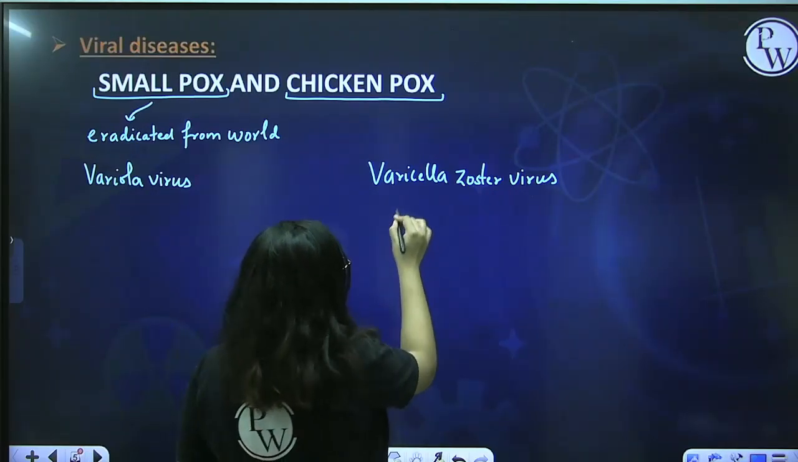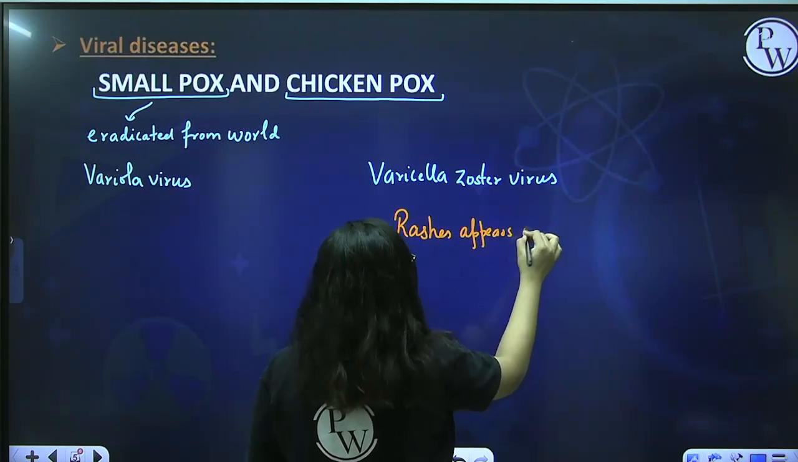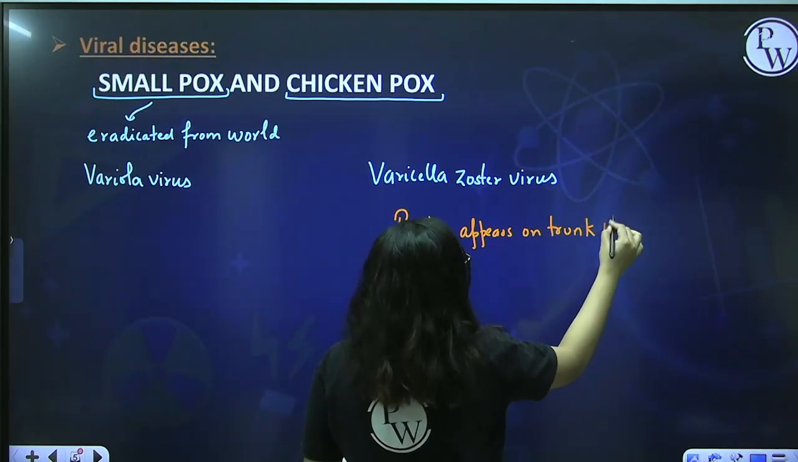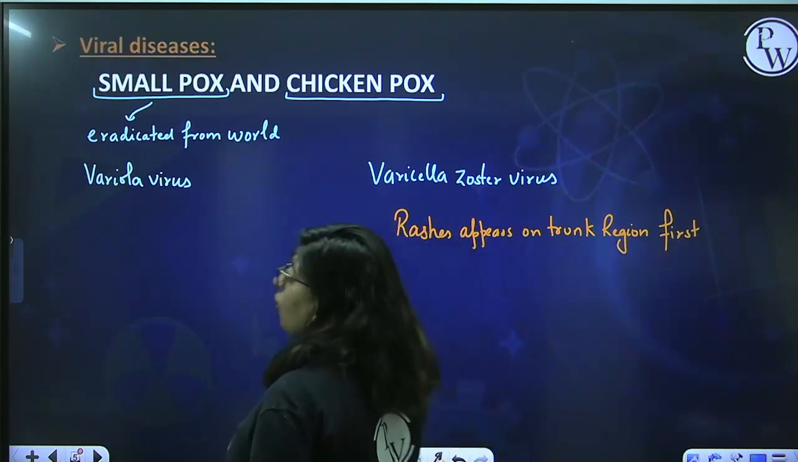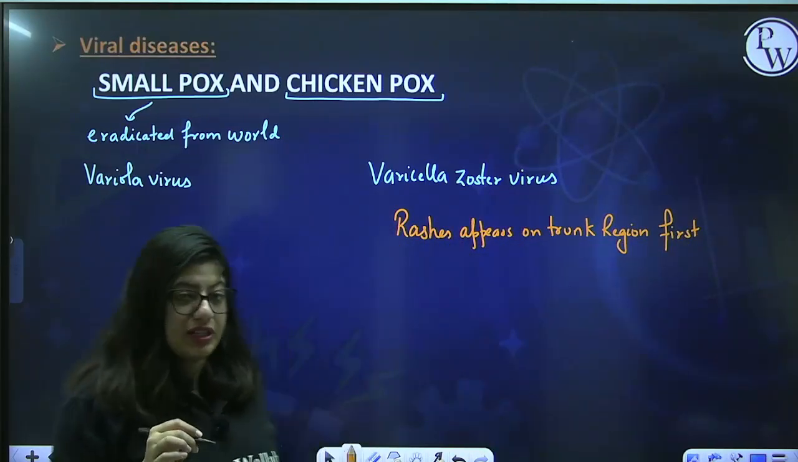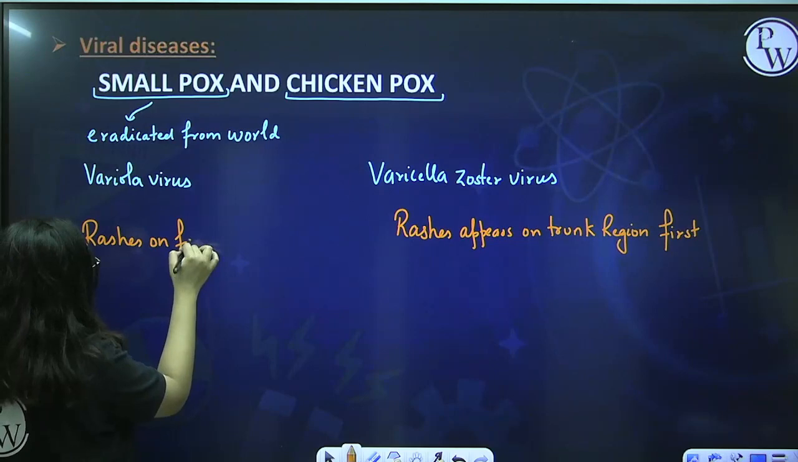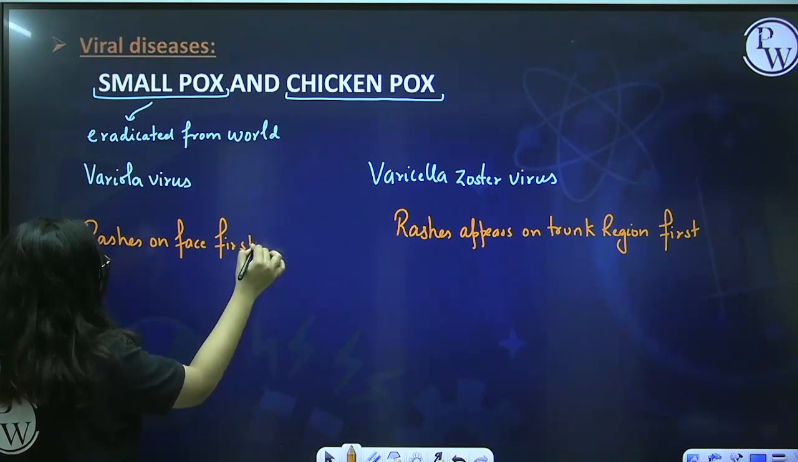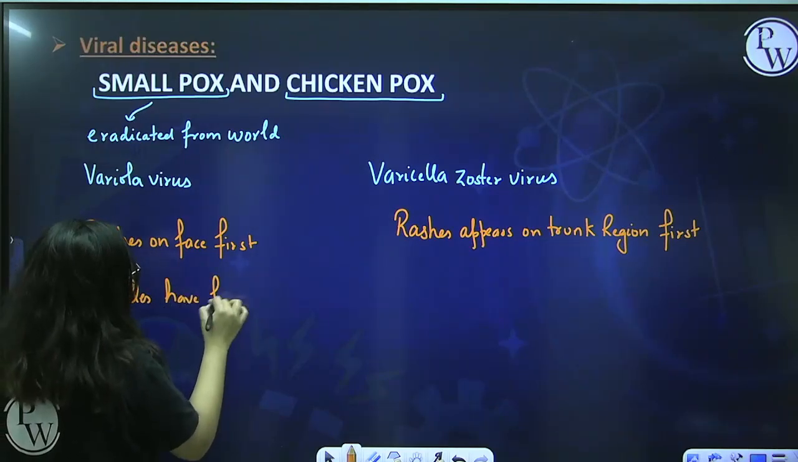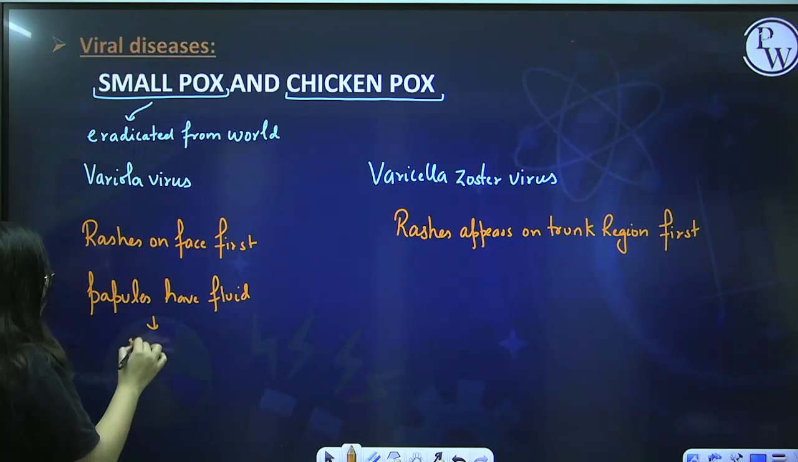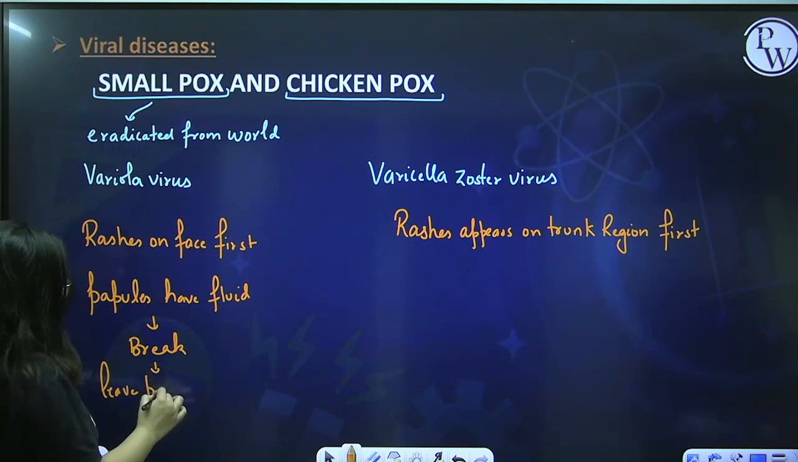So rashes appear on the trunk region first. Whereas in case of smallpox, the rashes first appear on the face, right, or other body parts. So, rashes on the face first. Another thing here: whatever papules are formed, they have fluid. Because papules have fluid, when they break, they will leave pock marks.